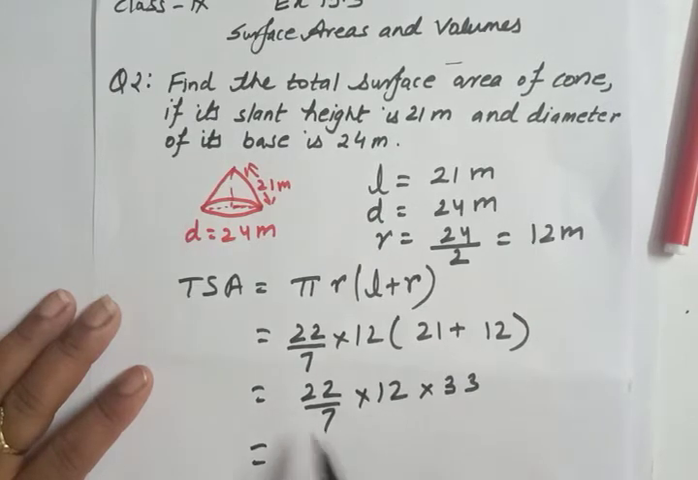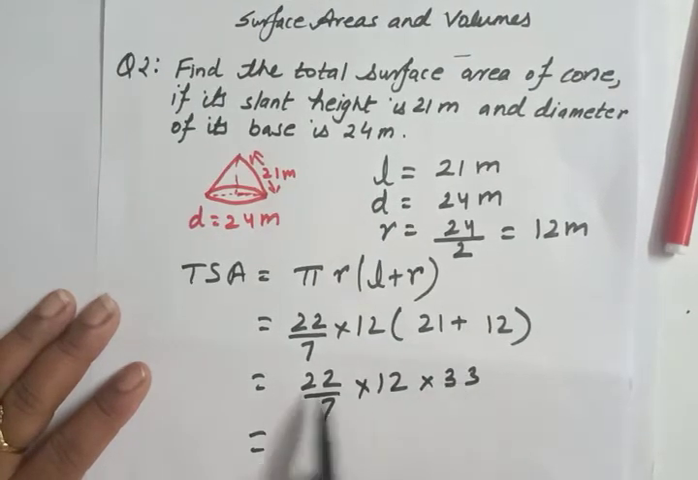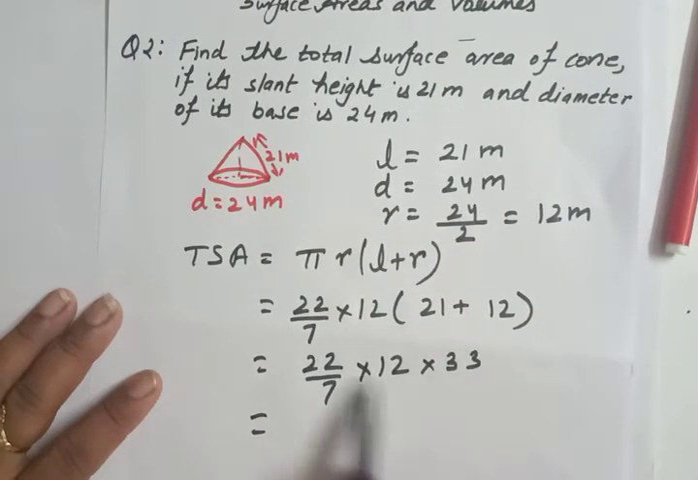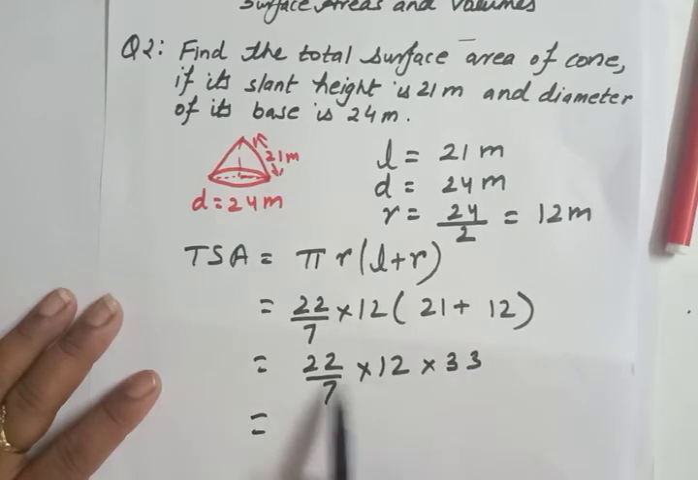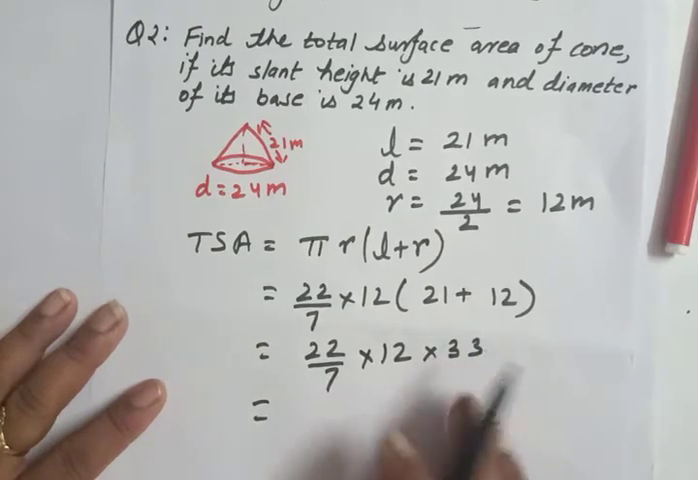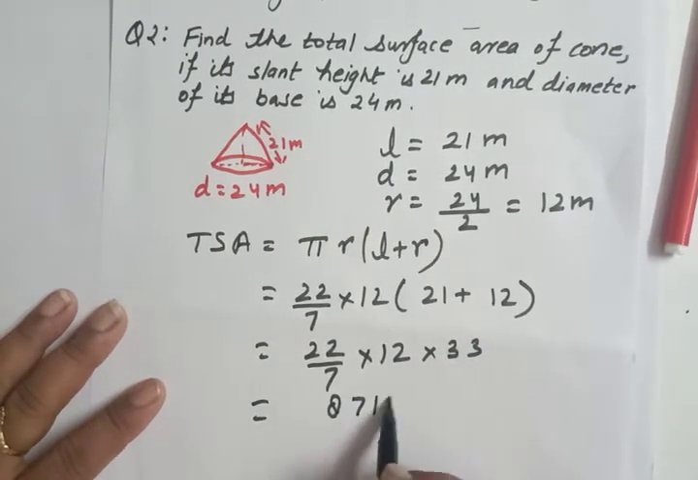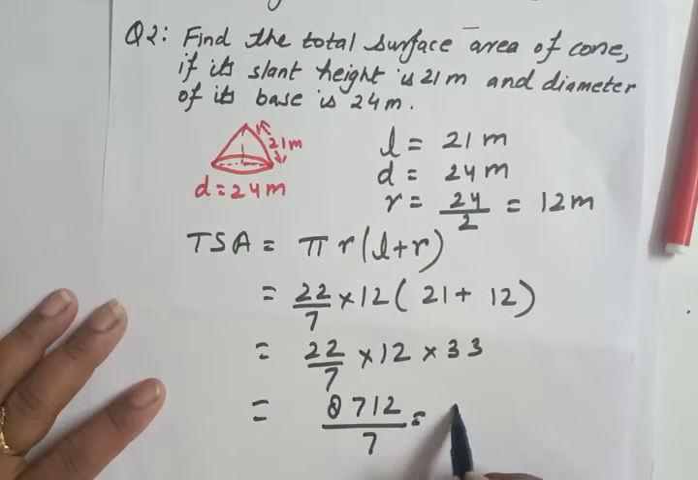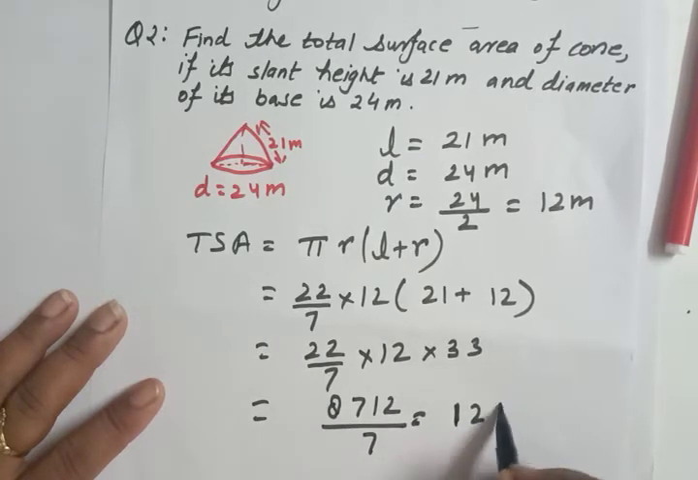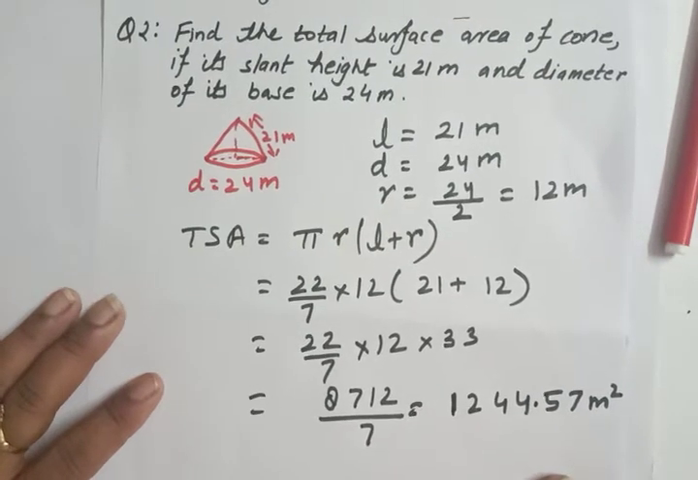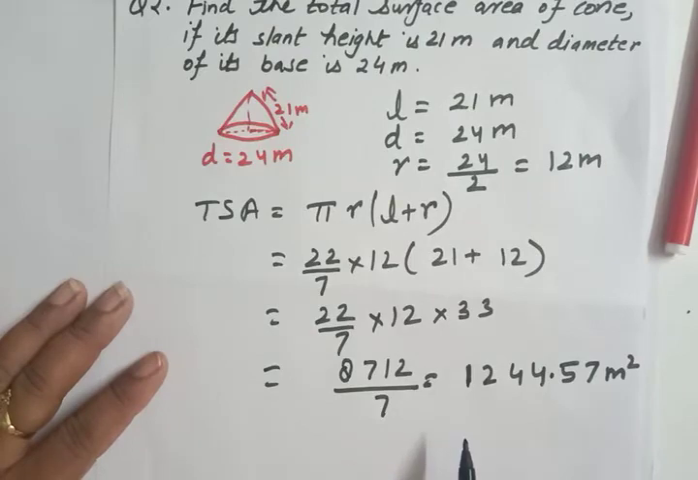So here no number is a multiple of 7. So first of all we will multiply this, and then we can divide whatever number we get by 7. So this is 8712 upon 7, that when we divide this, that will equal to 7 1 is 7, 17, 7 2 is 14, 44.57 meter square. Yes, so this is how we can find out the total surface area.